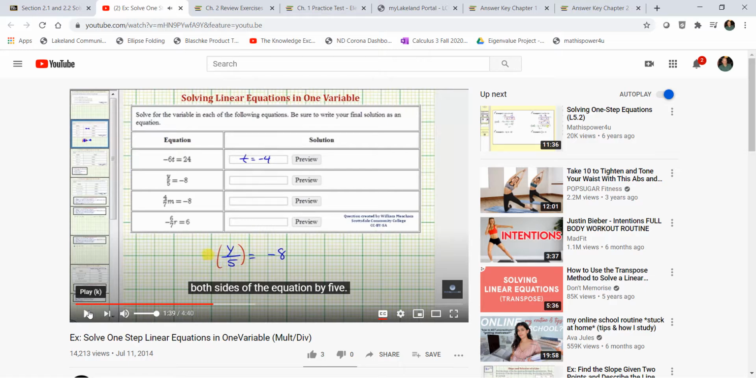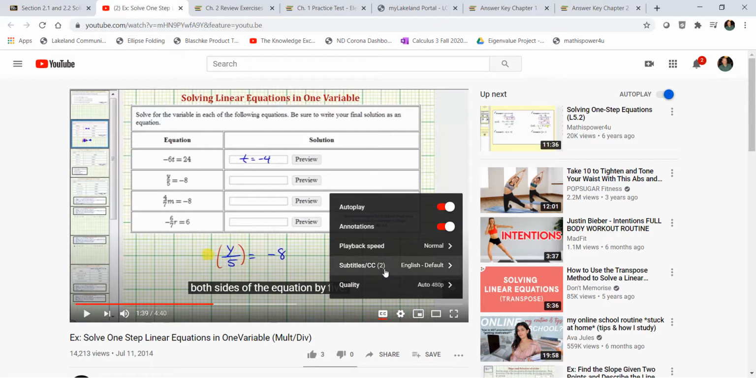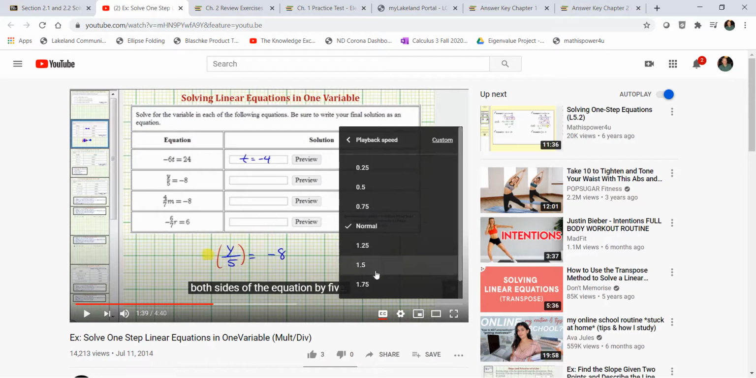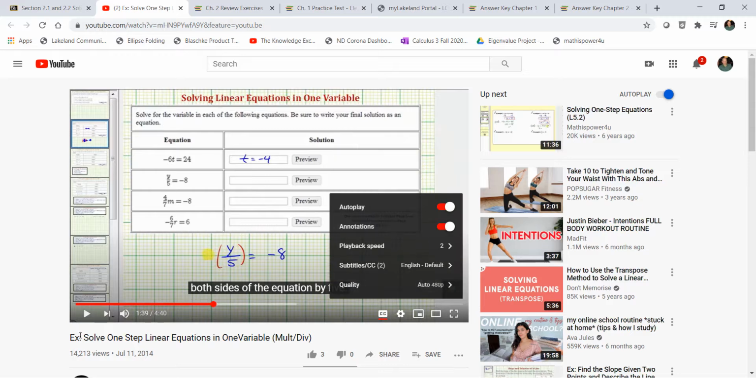And you can do that to me as well. I won't be offended. If I'm going too slow and you want to speed me up, don't forget you can do that. There's other things you can do. So in the settings, you can change the playback speed. And you can say, wow, let's go through this twice as fast as normal.